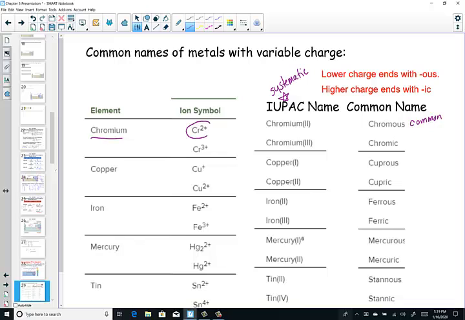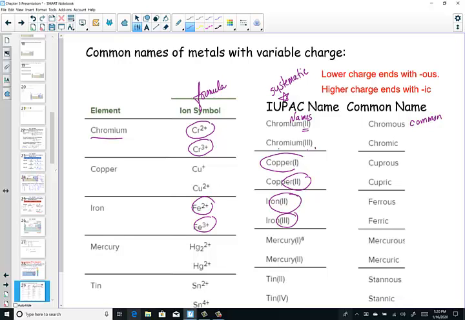If I want you to know I'm referring to chromium +2, I'm going to use a Roman numeral in its name, the chromium 2 ion. If I want to let you know that it's carrying a +3 charge, I will tell you that with a Roman numeral in its name. To name chromium 3+, you would say chromium 3 ion. A Roman numeral is required as part of its name. Remember, the formulas do not get Roman numerals. The names get Roman numerals. Copper can be a 1 or a 2. Copper 1, copper 2. Iron is a 2 or 3, so we say iron 2 or iron 3, and so forth.